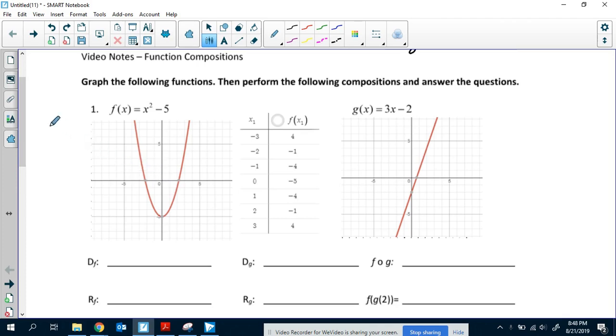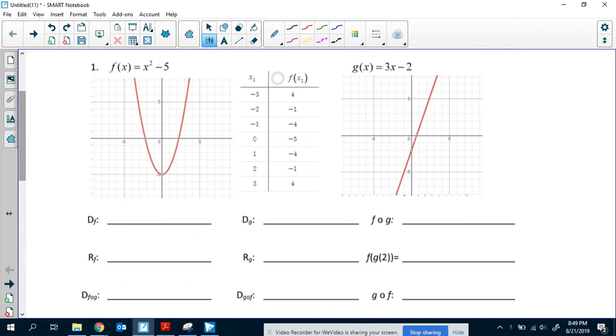We're going to do some relatively complicated problems here. When we look at problem one, we have f of x and g of x as given. I already have them graphed to save some time, and I put some points for f of x there because we haven't taught how to graph parabolas yet. But if you just substitute some values in for x, you get those values out for f of x.